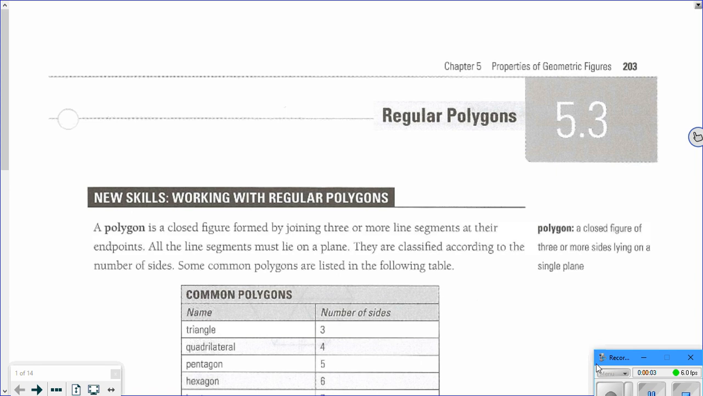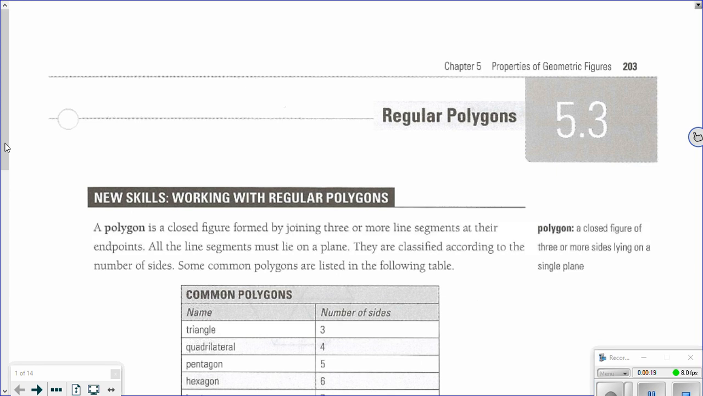Right, so we've produced section 5.3, which is your last section for chapter 5. This one is about working with regular polygons. So we're going to talk a little bit about what a polygon is and then 2 formulas you can use when you're working with them.